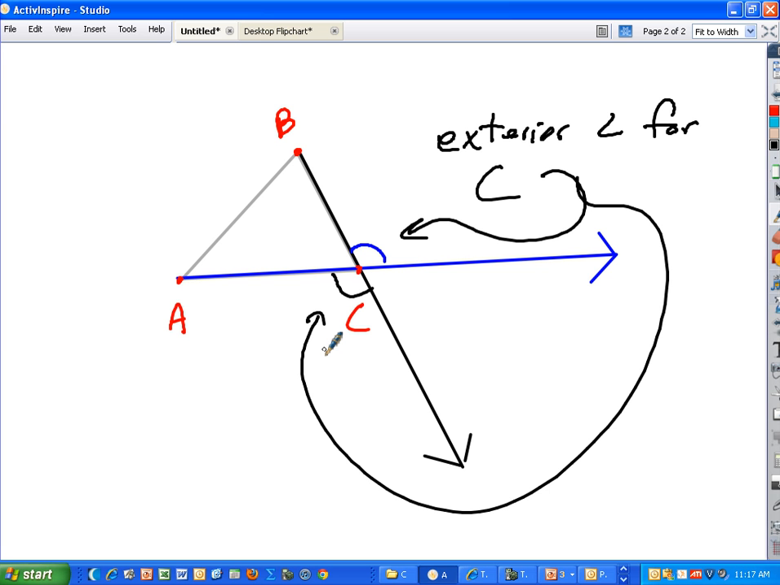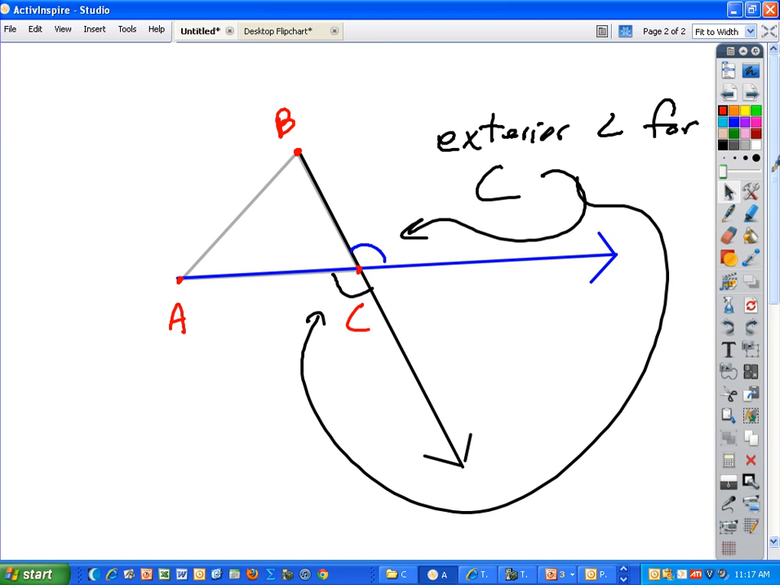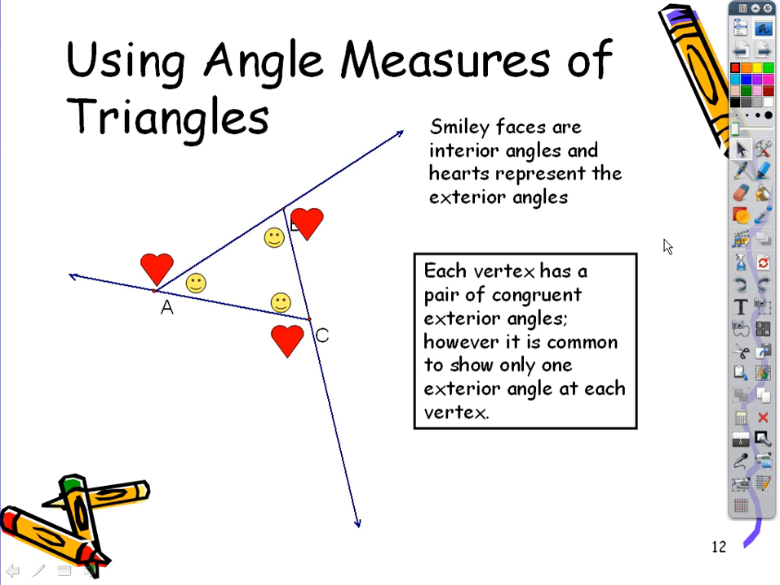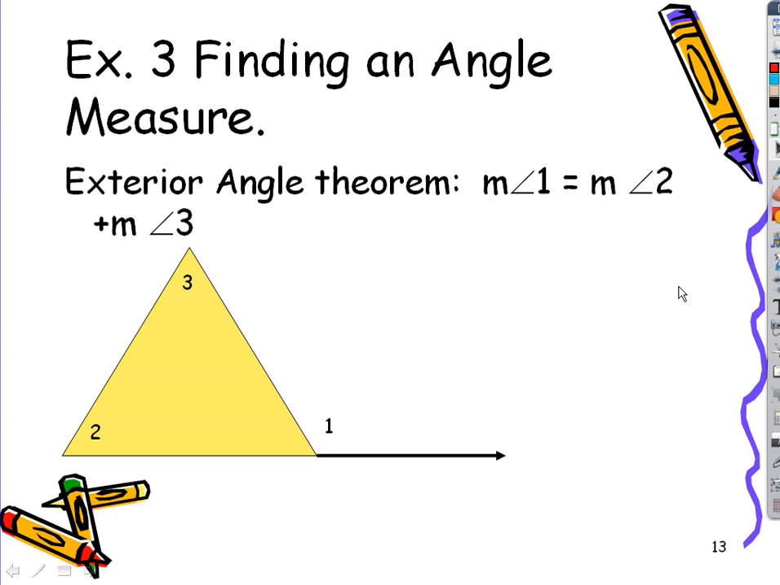Now, what can we do with these exterior angles? There's a lot of stuff that eventually we'll do with them, but for now, first of all, here's the exterior angle theorem. This is kind of an important theorem. In this case, angle 1 is an exterior angle of this triangle. I get it by extending the bottom side. One thing we know is that the measure of an exterior angle in a triangle is equal to the sum of the measures of the remote interior angles.